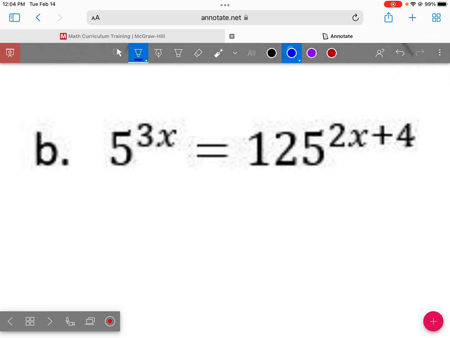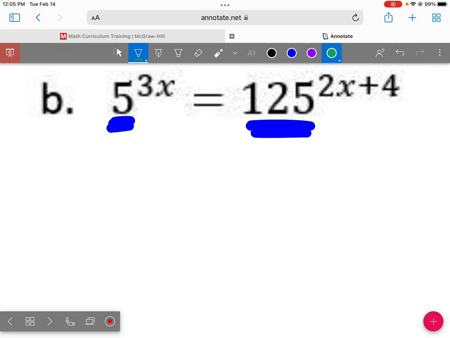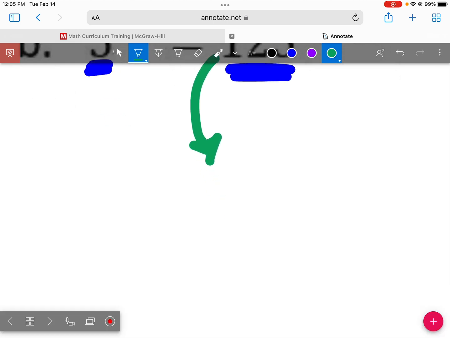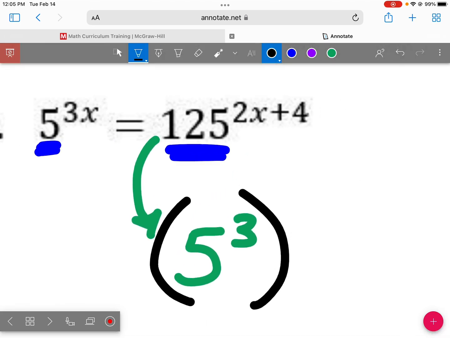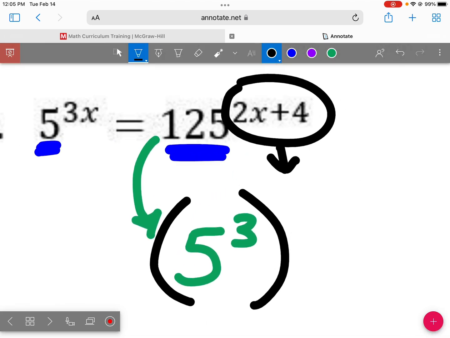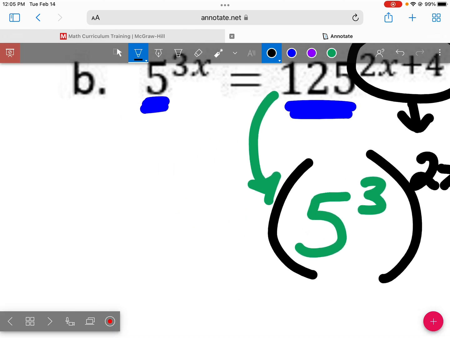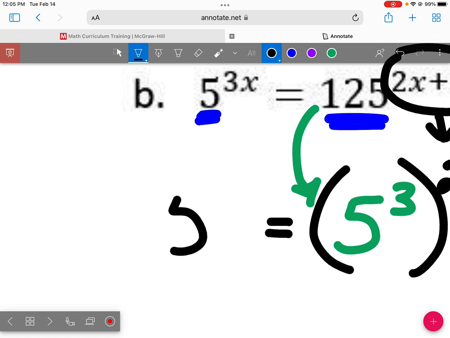Do my bases match? No. Which one do you think we should rewrite? 125. 125 is the same as what? 5 to the third power. And then I'm going to bring down the rest of this exponent over here. 2x plus 4. Other side of the equal sign, I'm just going to bring straight down 5 to the power of 3x.